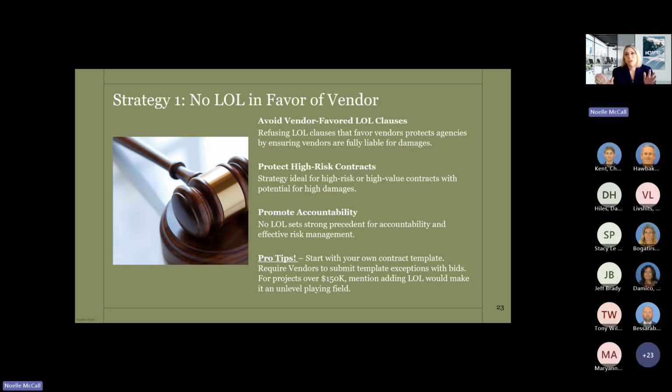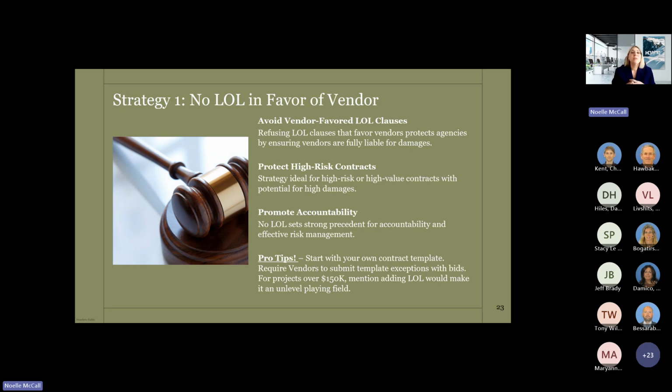Start the negotiations with your own contract template. If you start with the vendor's template, it's automatically going to be written in their favor, and chances are they'll already include a limitation of liability cap in it. So start with your own if you can.